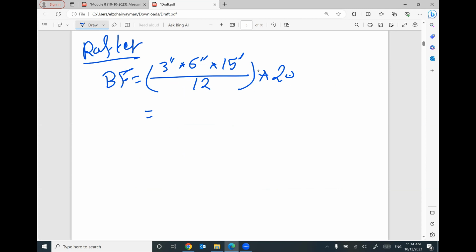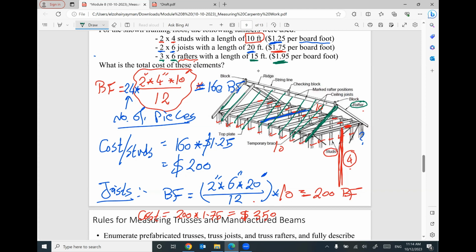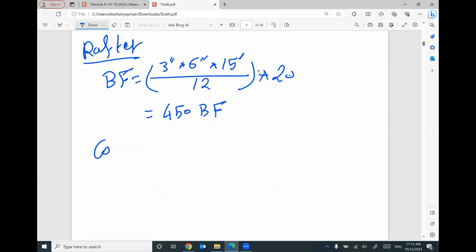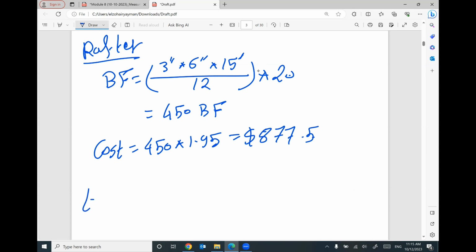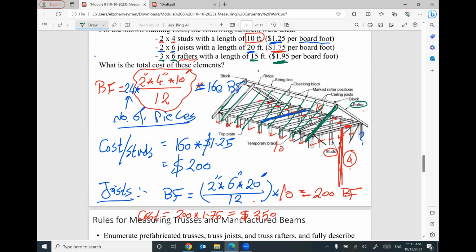So the total board foot will be 3 by 6 by 15 divided by 12 times 20. I got 450 board foot. The cost for one board foot equal 1.95. So the total cost will equal 450 times $1.95. It will be $877.5.